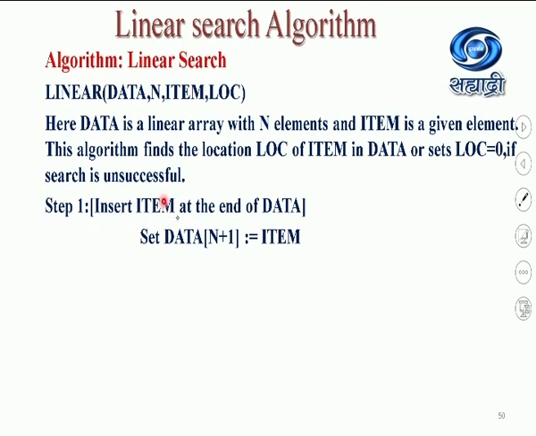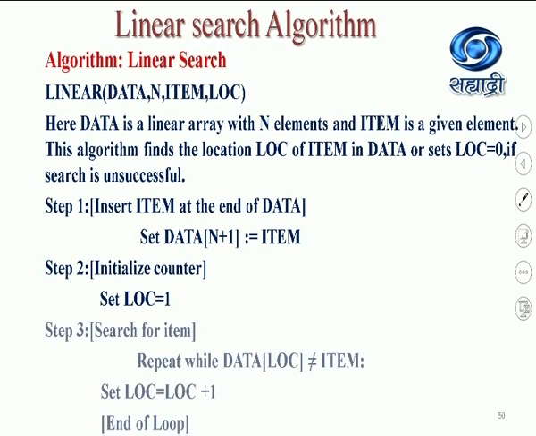Hence in step 1, insert item at the end of the data as we saw in the example. So set data of n plus 1 is equal to item. In the previous example we set data of 6 with the element 33. In the second step, initialize counter. We will start from the first element, therefore set LOC is equal to 1. The next step is the comparison process. We repeat this while data of LOC is not equal to item. This is our condition. And here is the update counter step, so set LOC is equal to LOC plus 1.